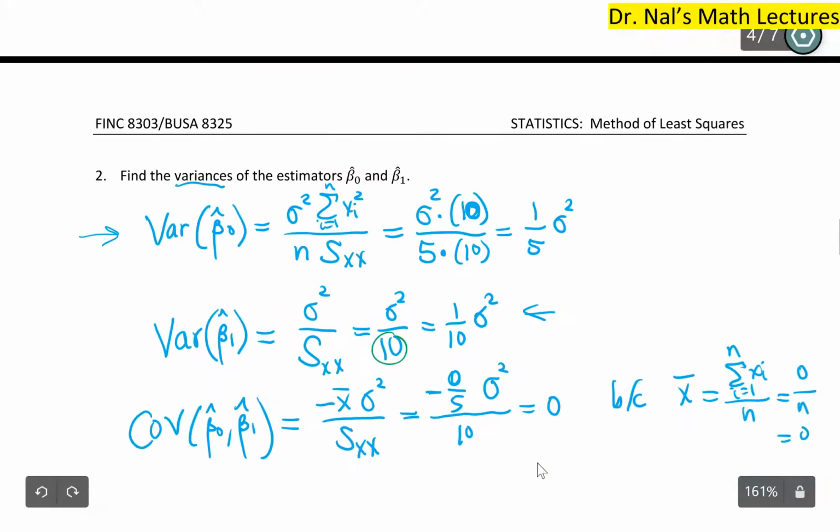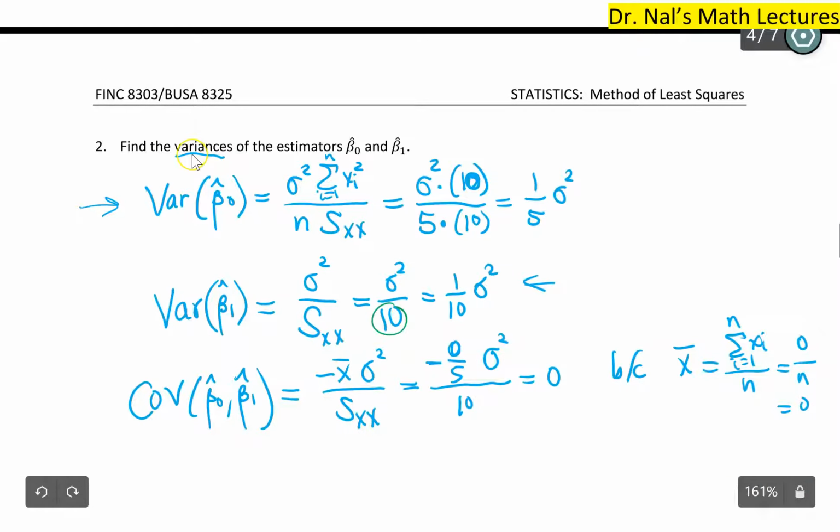Next question. The question was asking for the variances. Well, there's nothing much we can do here because we have not calculated sigma yet.